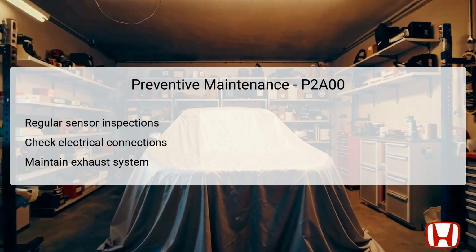Maintaining the exhaust system is equally important, as leaks can significantly impact sensor performance and lead to erroneous data being sent to the PCM. Incorporating these steps into routine vehicle maintenance ensures that the air-fuel mixture is accurately monitored and managed, promoting optimal engine performance and reducing emissions. By prioritizing these practices, vehicle owners can enhance longevity, reliability, and efficiency.